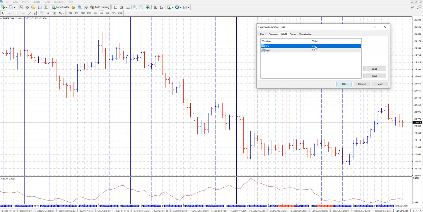Okay, so the indicator's up. What I'm going to do is enter the value that we found for the low, 122.51, that's fine.